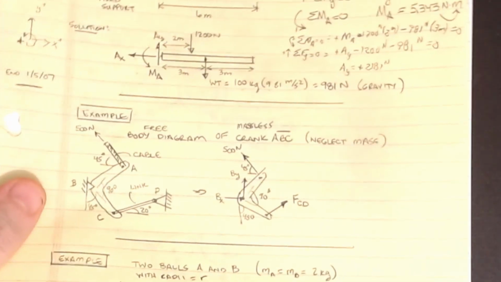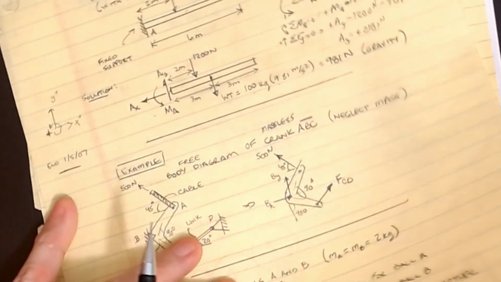All right, so let's try a couple more complex free body diagrams. We might not actually do the equilibrium equations on this. Let's pull that down to get rid of the glare.